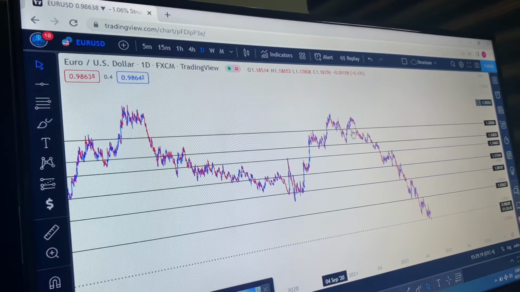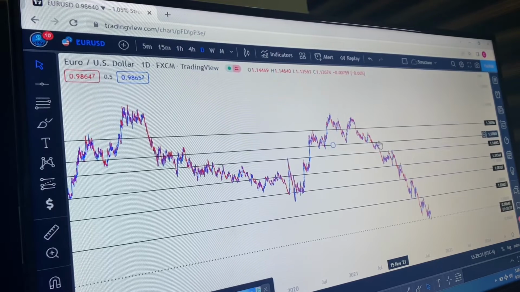Okay, so let's go again. What next? This acts as what? Support. And what next? We broke support, and after breaking support, this acts as what? As resistance.